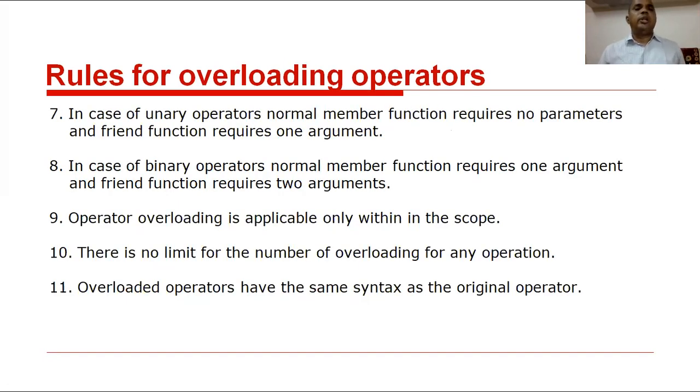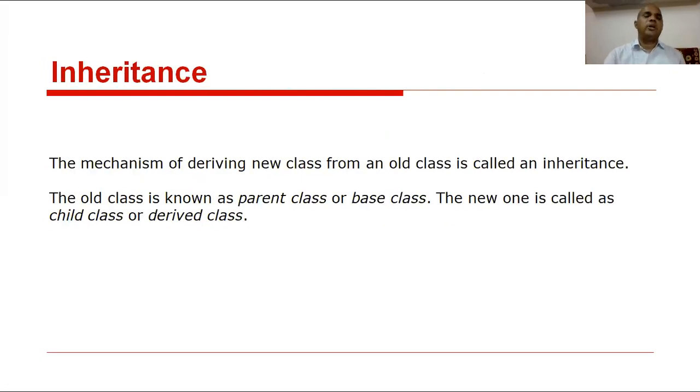Next, rules for overloading operators. In case of unary operators, normal member functions require no parameters and friend functions require one argument. Remember that. In case of binary operators, normal member functions require only one argument and friend functions require two arguments. Operator overloading is applicable only within the scope of a class. There is no limit for the number of overloadings for any operator. Clear? The overloaded operators have the same syntax as the original operator.